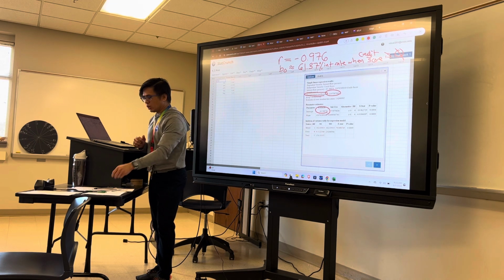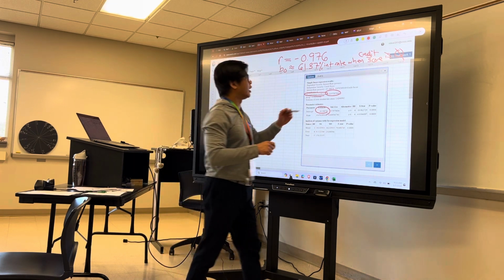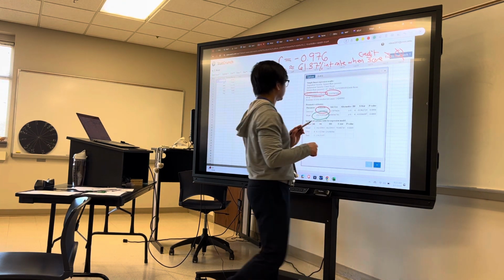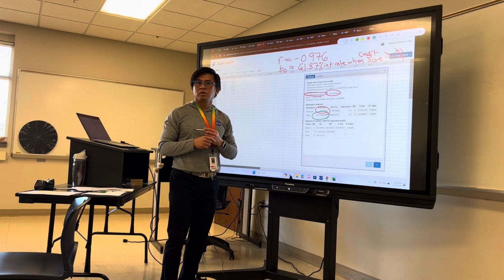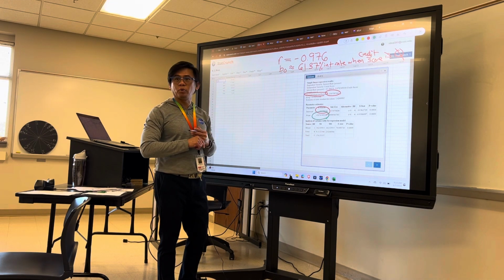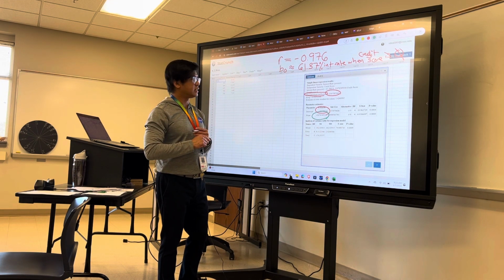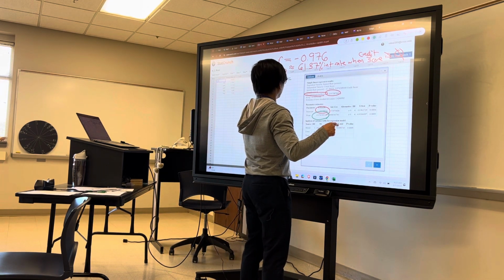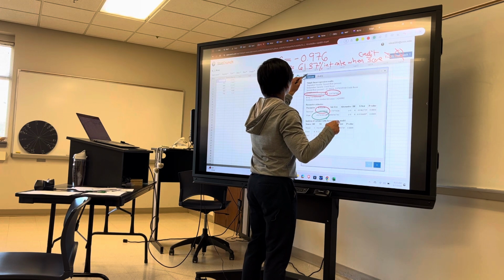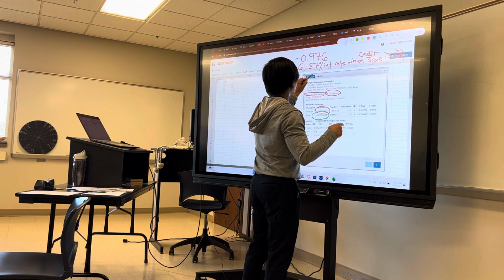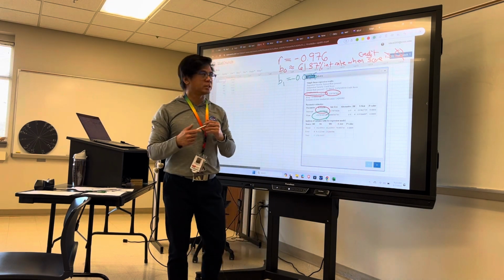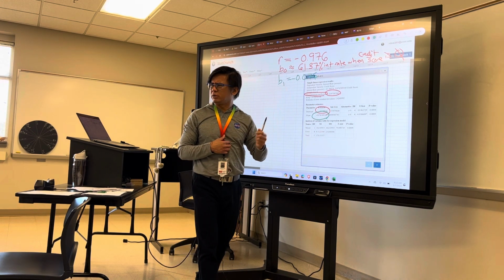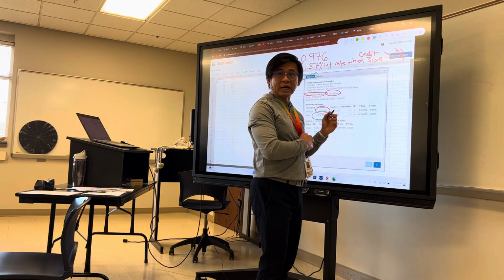Our next one. What is this slope, by the way? Negative what? 0.076. Thank you. So that is our B1, right? So B1 is negative 0.076. Is that positive or negative? Well, it says negative, right? So what does it mean? Goes down, right?